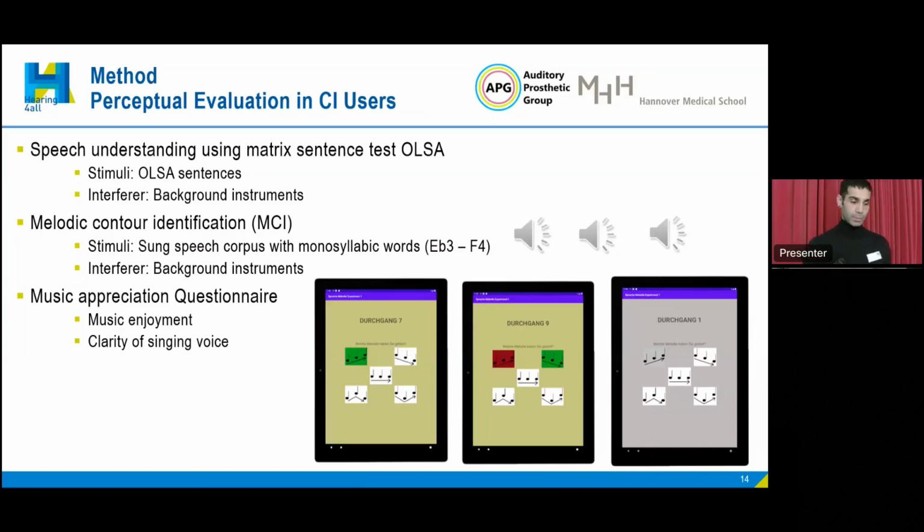This test has also been done with and without background instrument. So we repeated this test once without background instrument and also once with background instrument. And finally, we used a music appreciation questionnaire to assess the music enjoyment and the clarity of the singing voice.